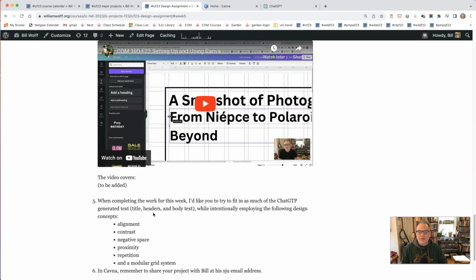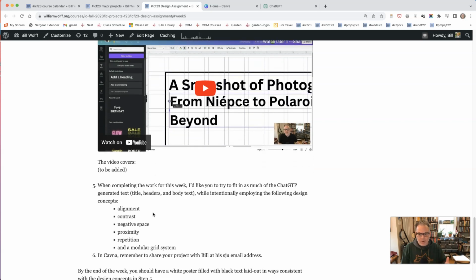So for this week, for draft number 1, and I'm going to change the language here so it includes draft in here. For draft number 1, I would like you to try to fit as much of the ChatGPT content that is generated into your poster and employ the following design concepts: alignment, contrast, negative space, proximity, repetition, and using a modular grid system. And then at the end, you will share your project with me so that I can access it and take a look and see what's going on in there.